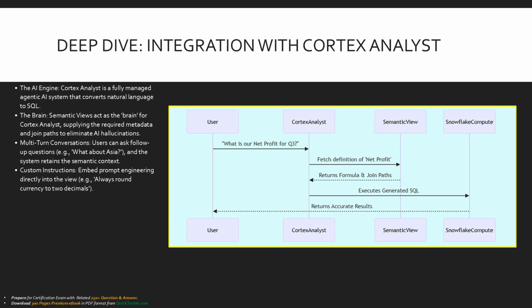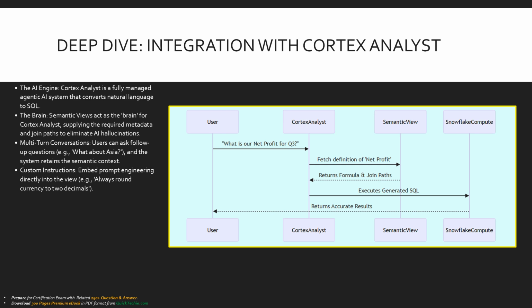The most exciting application of semantic views is their integration with Snowflake Cortex Analyst. Cortex Analyst is a sophisticated, fully managed agentic AI that allows business users to type questions in plain English and receive instant, accurate data. But an LLM cannot guess your business logic. The semantic view serves as the literal brain for Cortex Analyst. By feeding the LLM your exact metrics, synonyms, and join relationships, you eliminate AI hallucinations.